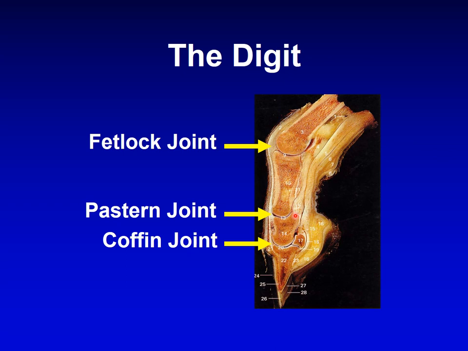The sixth joint is an articulation between the distal end of the second phalanx and the proximal end of the third phalanx, also known as the coffin bone, as well as the distal sesamoid bone, also known as the navicular bone.